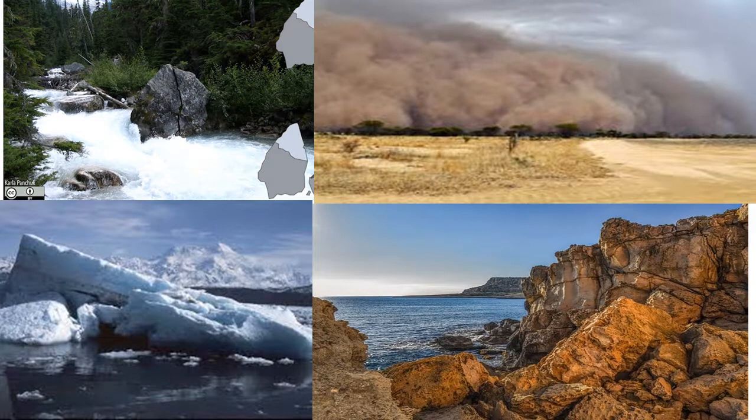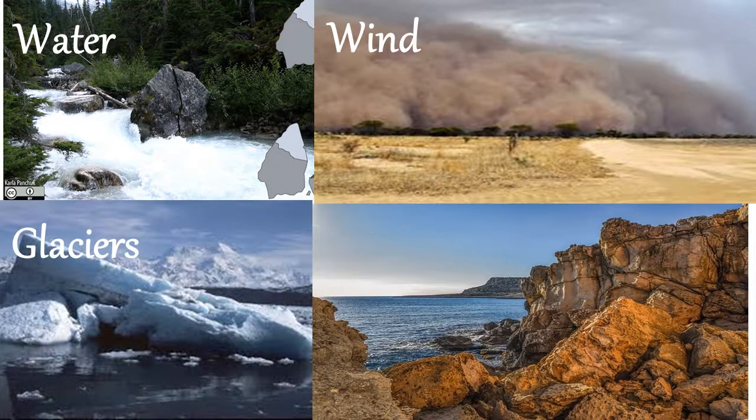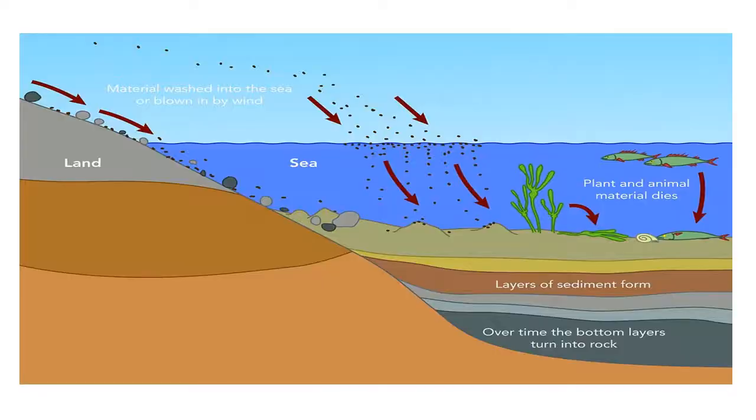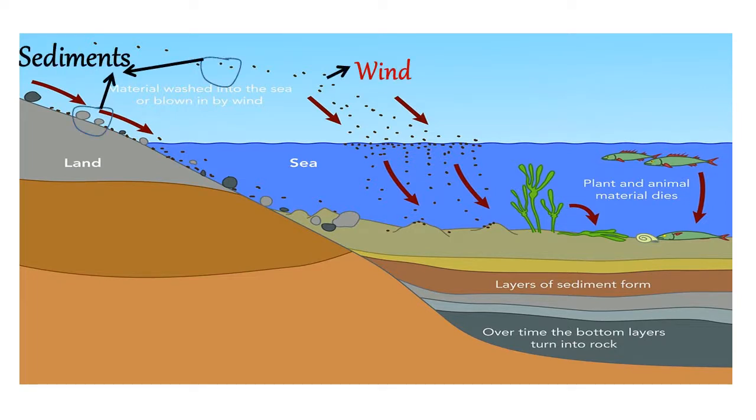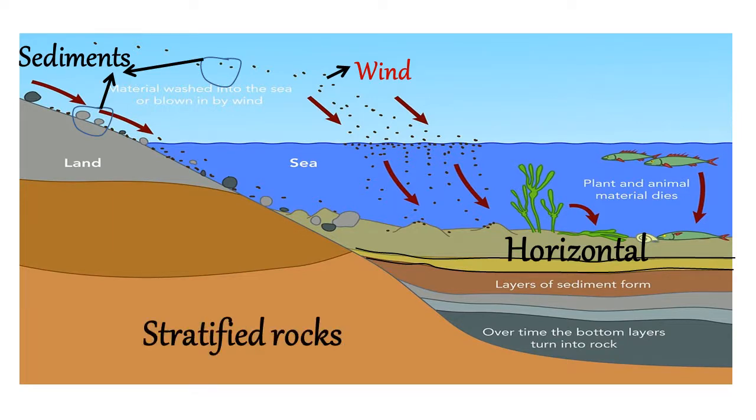The broken material is carried away by running water, wind, glaciers, sea waves, etc., and deposited in the water bodies or in the depressions. The deposited materials are called sediments. The sediments are generally deposited in horizontal layers or strata. Thus, the sedimentary rocks are also called stratified rocks.